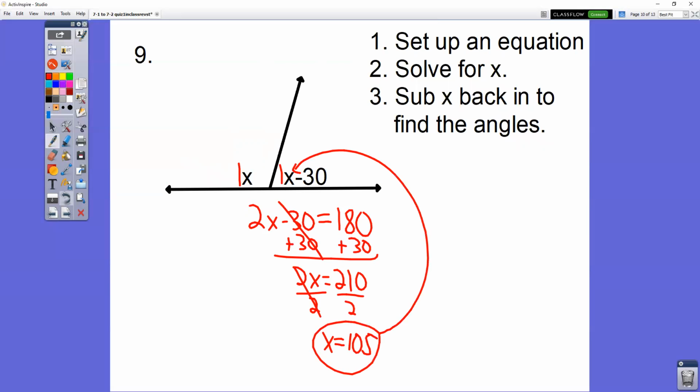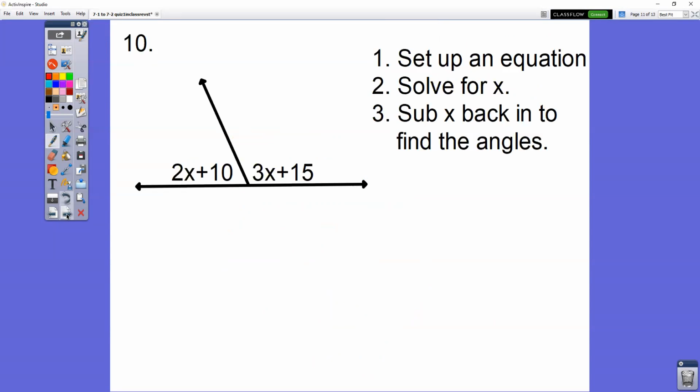Take that 105, sub it back in. 1 times 105 is just 105. 1 times 105 is 105 minus 30 is 75. So your two angles are 105 and 75. Always make sure your answer makes sense. Those added together give you 180. Go ahead and try question number 10, please.